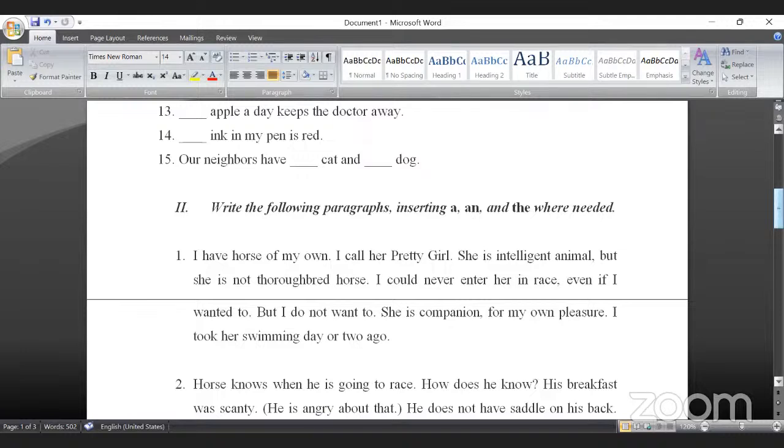Ma'am, why is it "have"? It could be "has" also. It would just change the tense form. That's all. Because it is neighbors, plural. It could be a reference to many other things here.